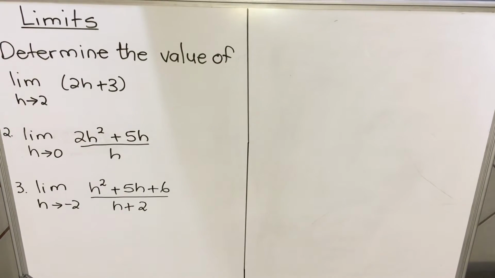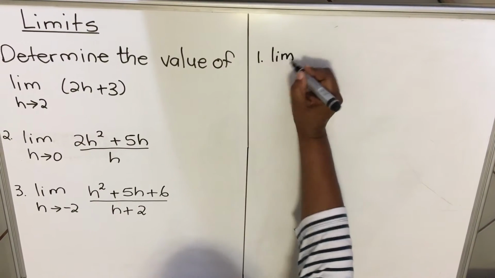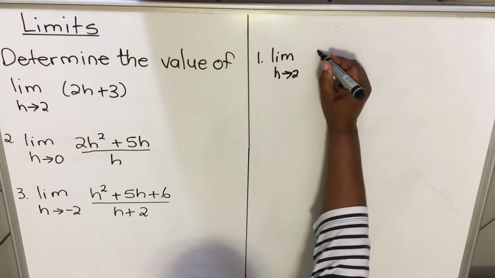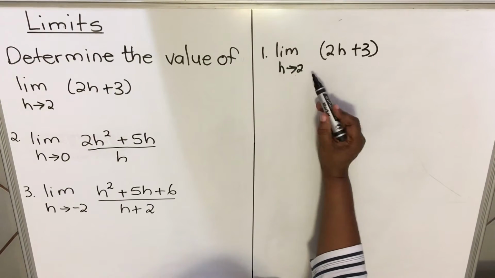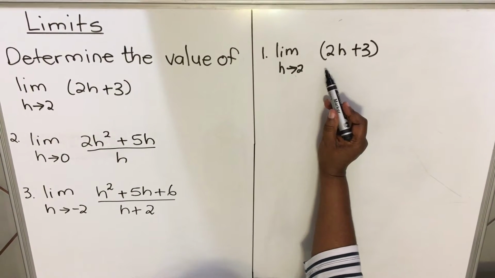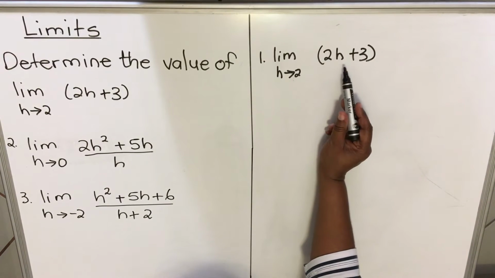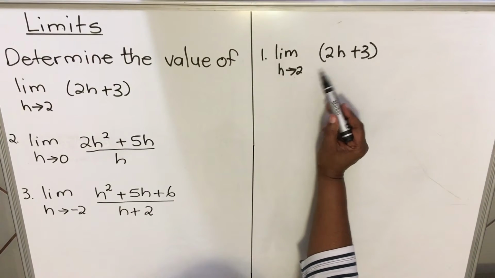The first example, number 1, is the limit as h tends to 2 of the function 2h plus 3. Now when you look at this function, it doesn't have a denominator. So what you do, you just take the 2 and plug it in and substitute. Where there is h, you substitute 2.